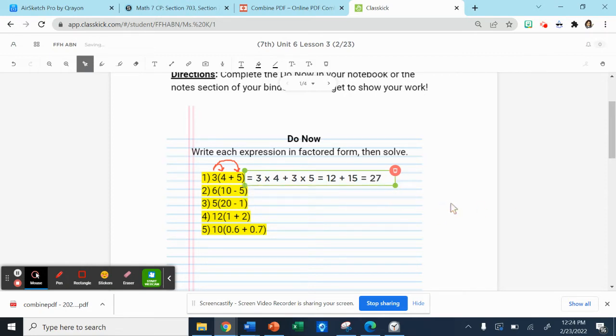Now, you'll follow the same pattern with any expression that you're distributing. You will distribute the factor on the outside of the parentheses to both of the terms that you are adding or subtracting inside the parentheses. Please pause this video and complete the do now. You can use the notes that are posted in today's folder to check your work and see if you have the correct answers.